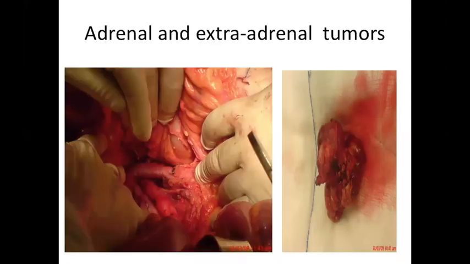Another group is the adrenal and extra-adrenal tumors. These are usually very difficult because of their location. This is one of these tumors where it was located right at the confluence of the renal artery, the aortic renal artery bifurcation or branching, and the renal vein butting into it. And if you do adequate dissections, you can get these with preservation of all vital structures.